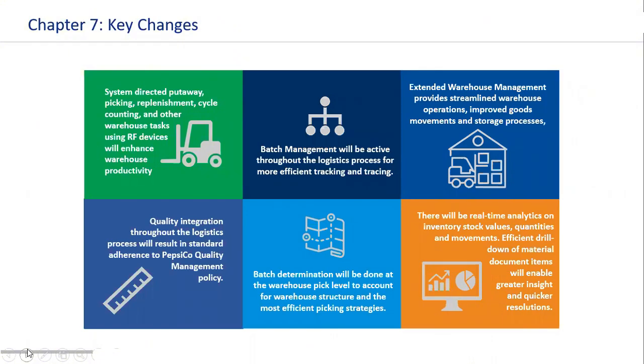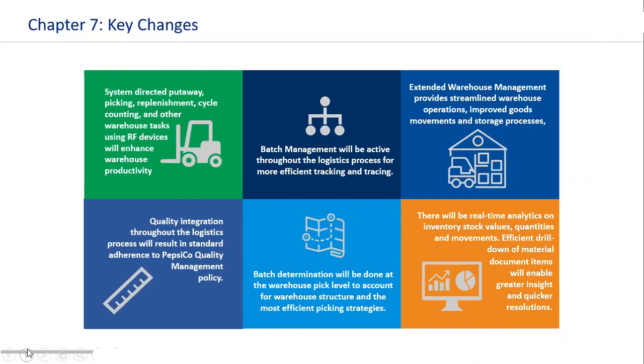Yeah, so the same again, some of the key changes. So probably repeating myself, but system directed put away, picking, replenishment, cycle counting, and other warehouse tasks using RF devices will enhance warehouse productivity. Batch management will be active throughout the logistics process for more efficient tracking and tracing.